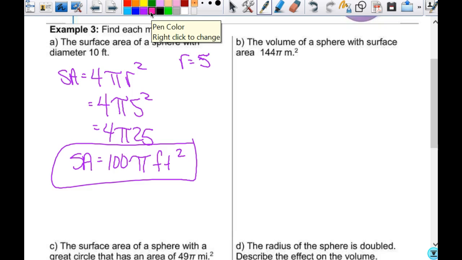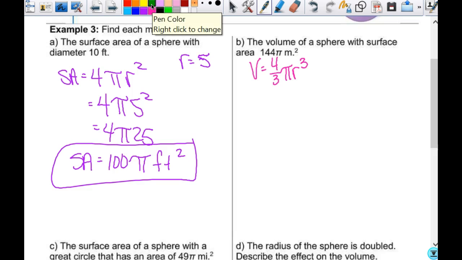All right, so B says we want to find the volume of a sphere with the surface area of 144 pi. So I'm looking for the volume. That's 4/3 pi r cubed. In order to find the volume, I have to know the radius. But they didn't give me the radius, they gave me the surface area. If I have the surface area, can I find the radius? Yes. So surface area is 4 pi r squared.